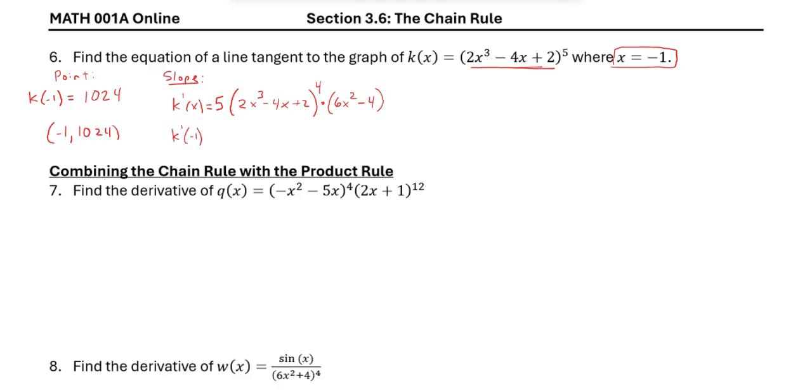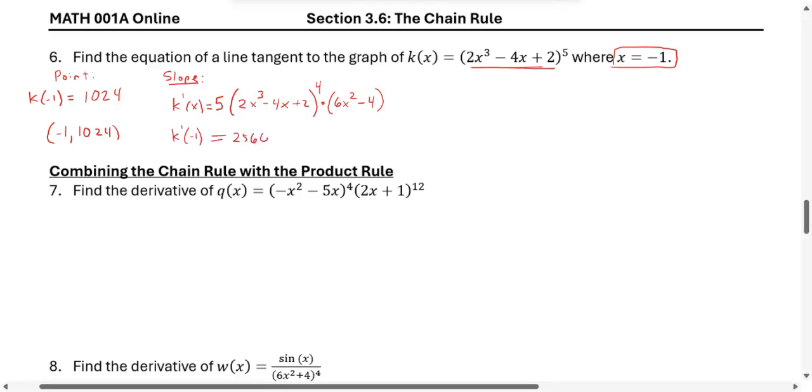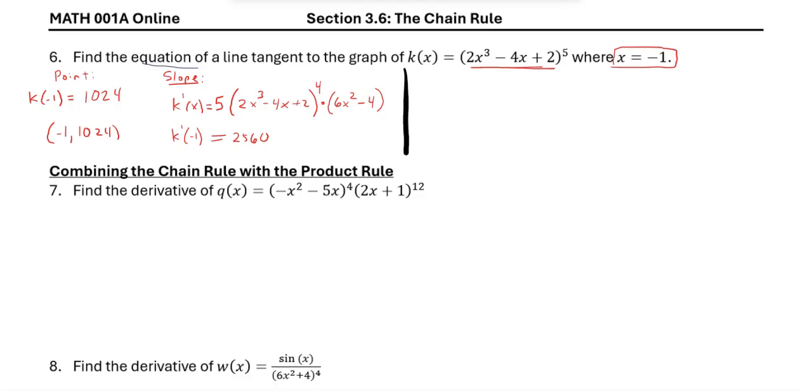Again, I'll pause the video. You can try it as well. Okay, if I didn't make any mistakes, I have 2560. These are rather large numbers, so you've got to be careful with those. Now let's find that equation of the line.